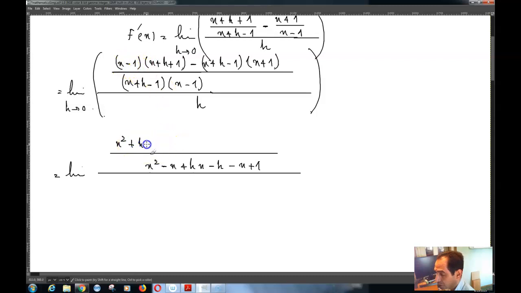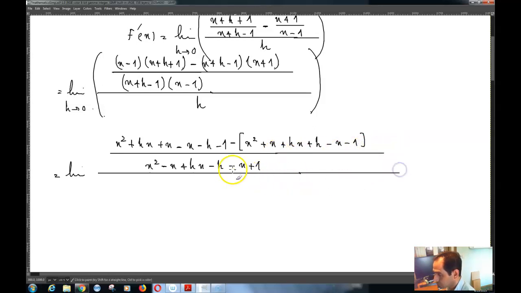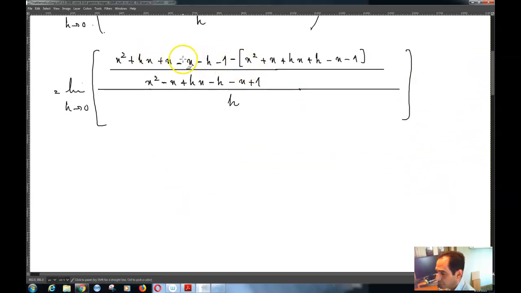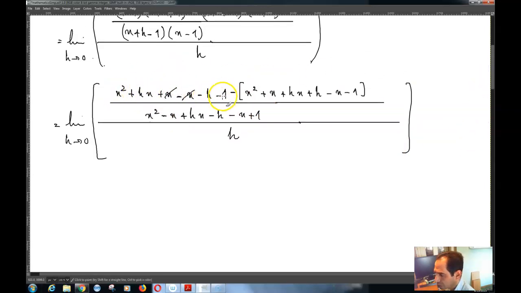plus hx plus x minus x minus h minus 1 minus x squared plus x plus hx plus h minus x minus 1 over h, as h tends to 0, and that is equal to, so x and negative x you can cancel out, and so here you have x squared plus hx minus h minus 1.